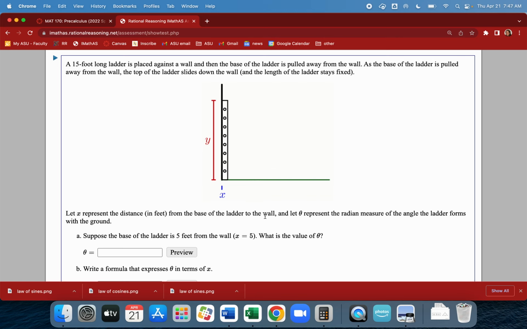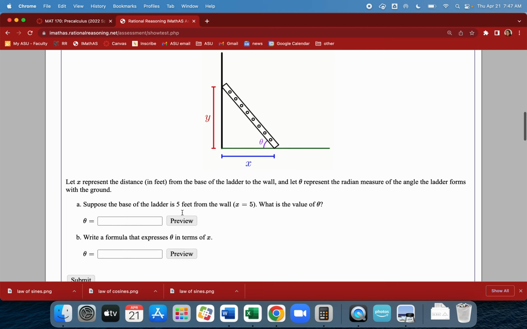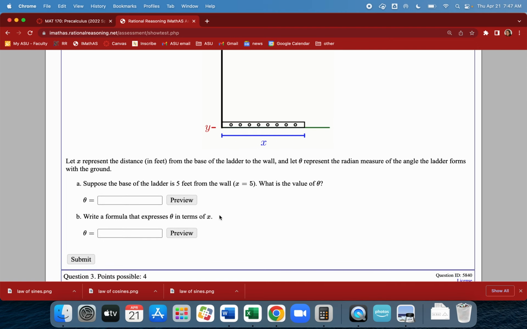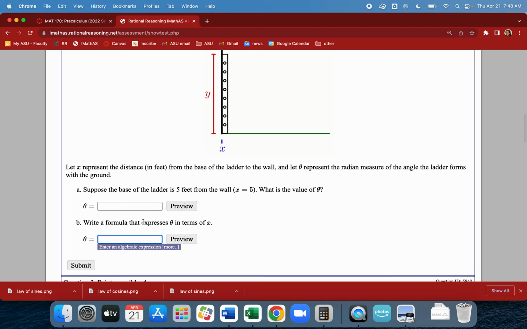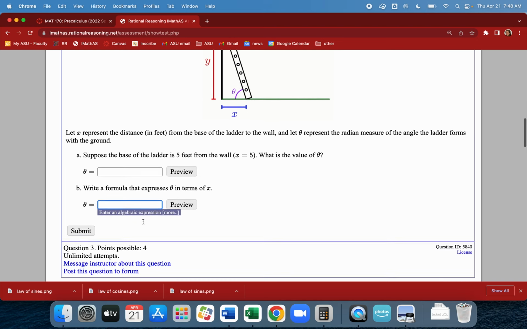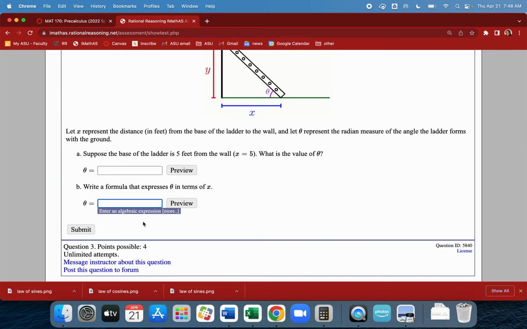So in any case then, with that inverse cosine, just make sure, again, if you want an angle in degrees, that you're in degree mode when you do that on your calculator. I think this one says, write a formula that expresses theta in terms of x. So we wanted radian measure for this particular one. But remember for iMath, if you do want a degree answer, you have to put that d in there.